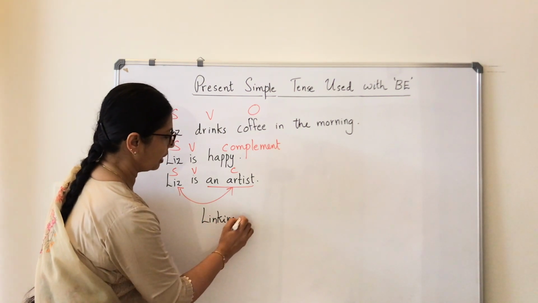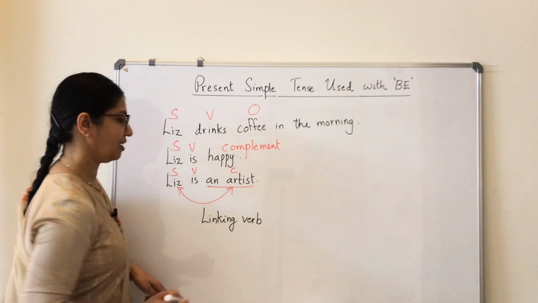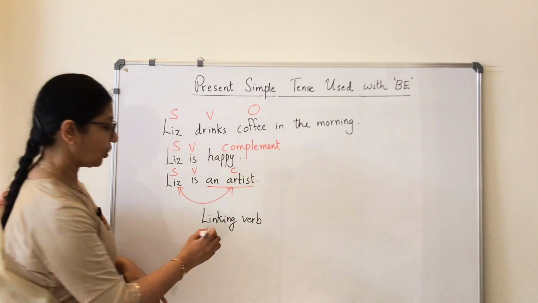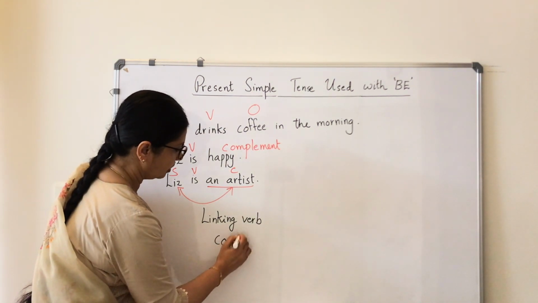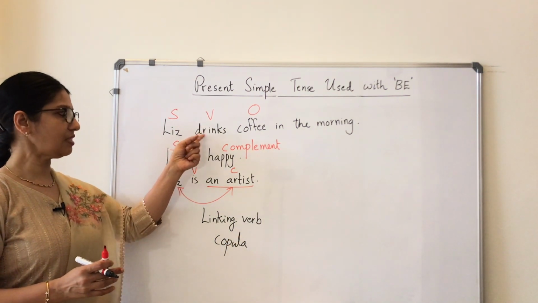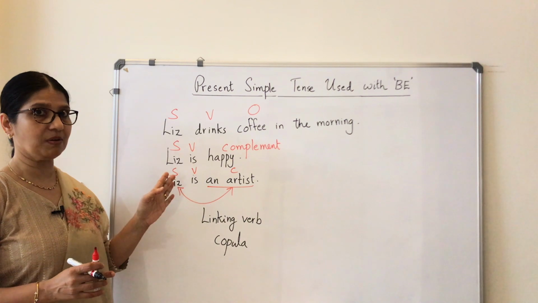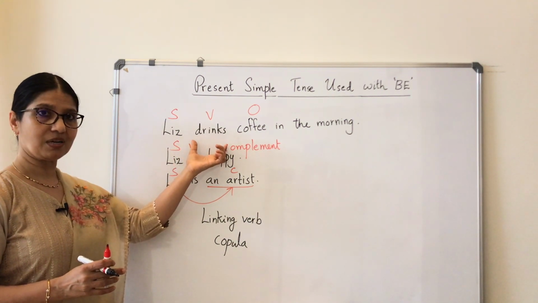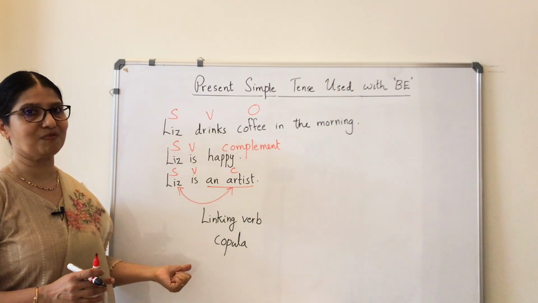So you are learning a new term here. It's also called copula in grammar. So here we have is, drinks and is are main verbs, but drink is an action verb. On the other hand, is a linking verb.